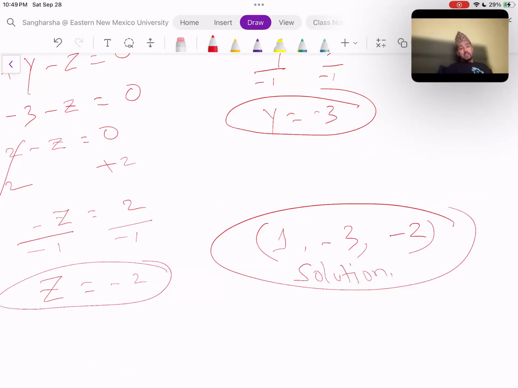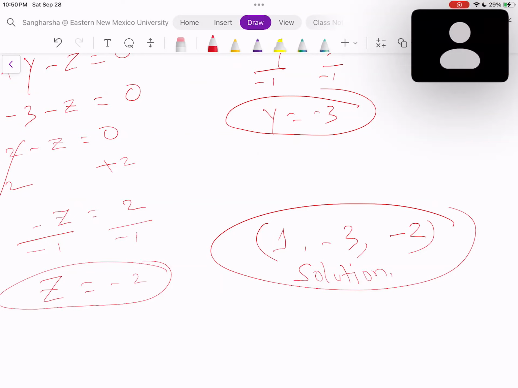Okay. Do you have a question? You will have one system of linear equations with three variables, very similar to this type. So you should know how to solve this kind of equation. Okay, do you have a question here?